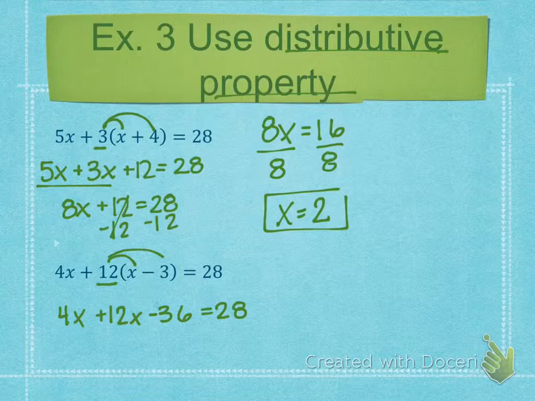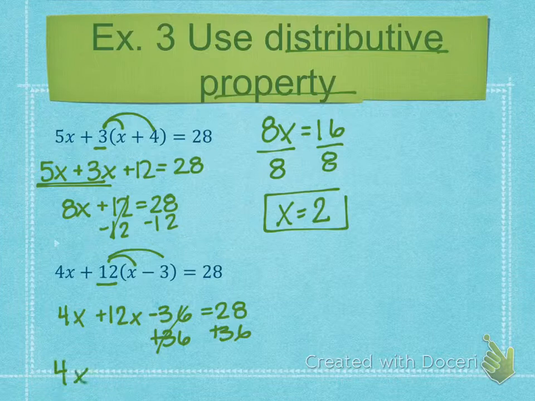Combine like terms. Now, let me tell you this, okay? Typically, we've been saying, like in this first problem, 5x plus 3x, or we would say 4x plus 12x. But would it be wrong if I went ahead and said, okay, let's add 36 to this side? Nope. You can combine whichever like terms you want first. It does not matter what order you combine those in. So let's do that first.